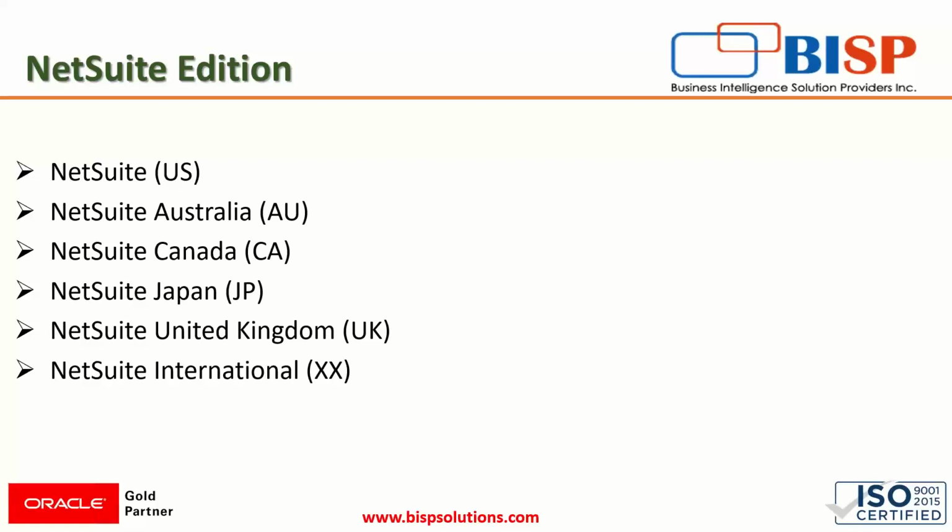Further, if we talk about taxation, NetSuite has certain editions that have been defined. The first edition is the NetSuite US edition. Then we have the NetSuite Australia edition, that is AU. Further, we have the Canadian edition. Then we have the Japanese edition, that is JP. Then we have the UK edition, United Kingdom, and at last we have the international edition for taxation, that is XX. This edition is for international use, not country specific.